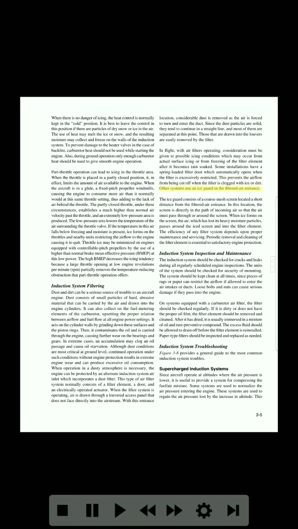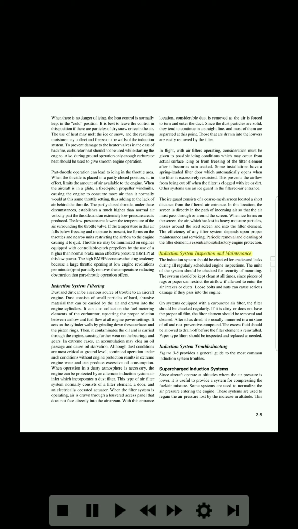Other systems use an ice guard in the filtered air entrance. The ice guard consists of a coarse mesh screen located a short distance from the filtered air entrance. In this location, the screen is directly in the path of incoming air, so that the air must pass through or around the screen. When ice forms on the screen, the air, which has lost its heavy moisture particles, passes around the iced screen and into the filter element. The efficiency of any filter system depends upon proper maintenance and servicing. Periodic removal and cleaning of the filter element is essential to satisfactory engine protection.